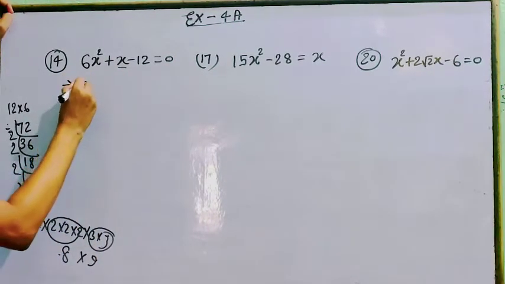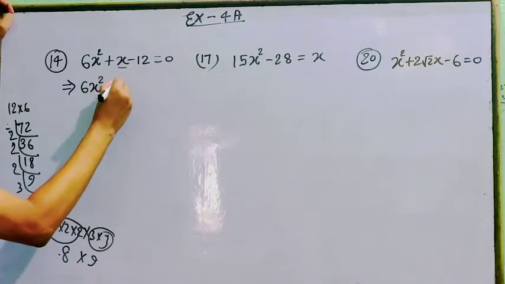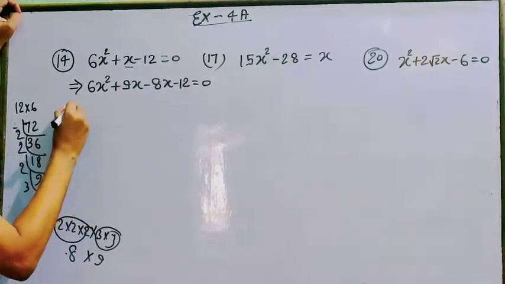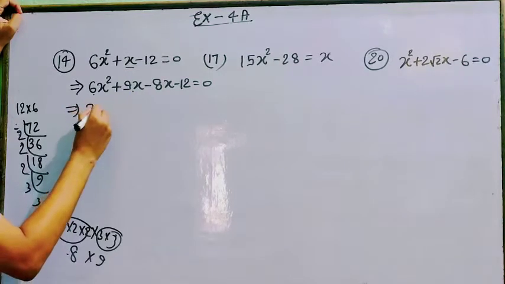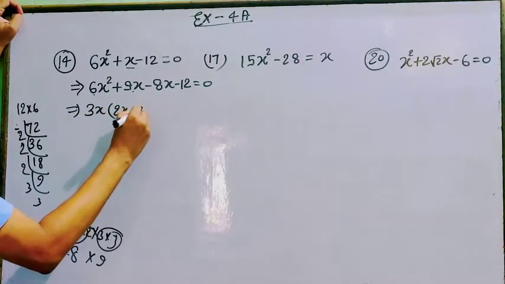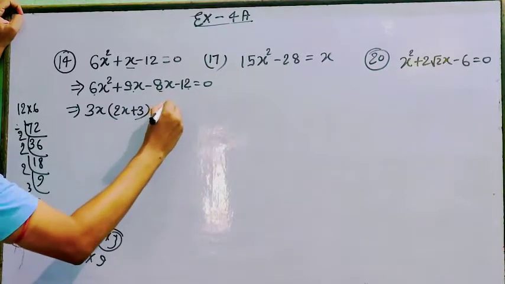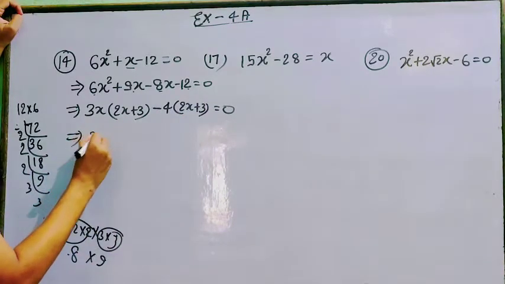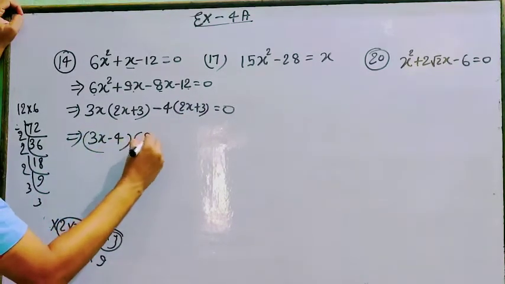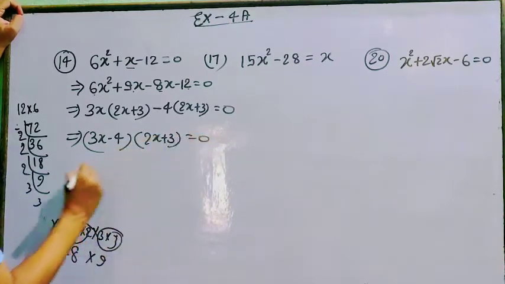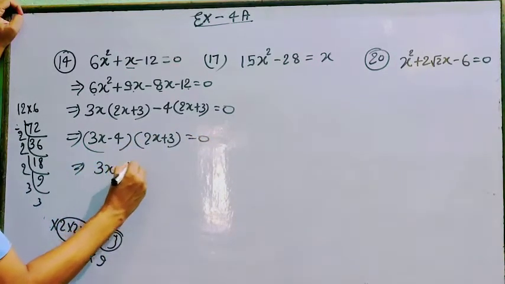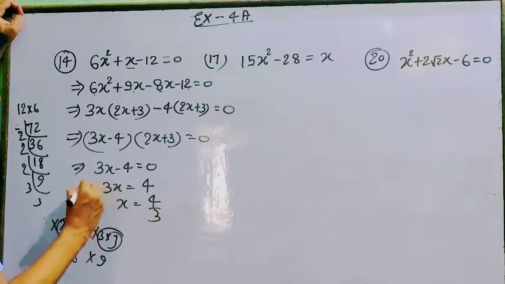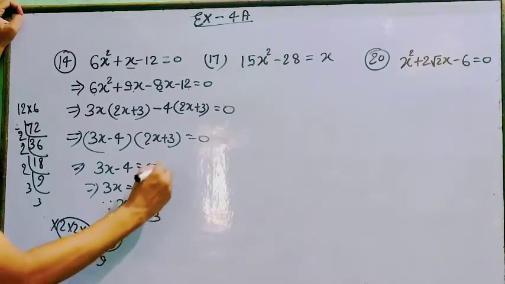So you write here 6x square plus 9x minus 8x minus 12 is equal to 0. Here 3x is common, then here is 2x plus 3, and here minus 4 is common, then 2x plus 3 is equal to 0. Then 3x minus 4, and 2x plus 3 is equal to 0. You write here 3x minus 4 is equal to 0. So 3x is equal to 4, then x is equal to 4 by 3.